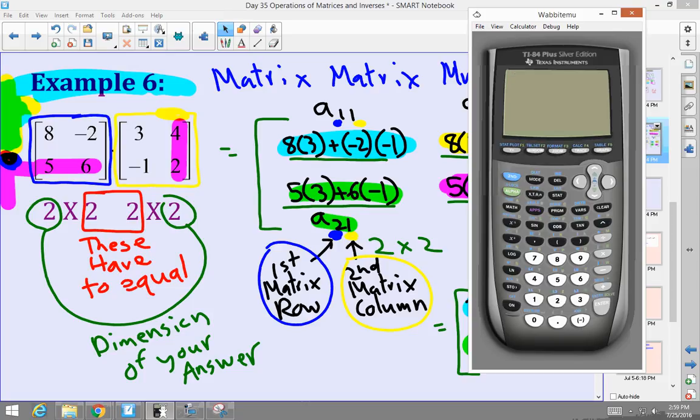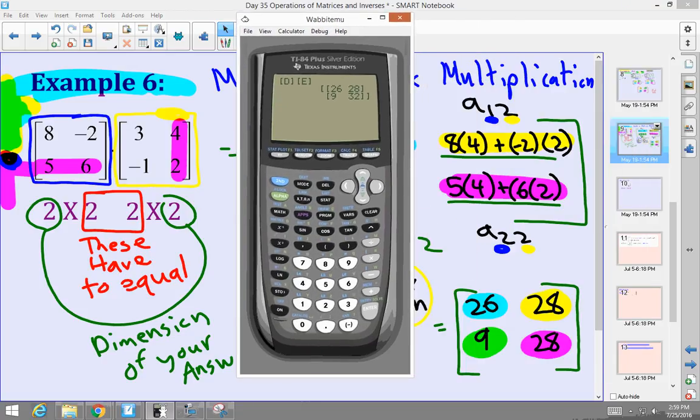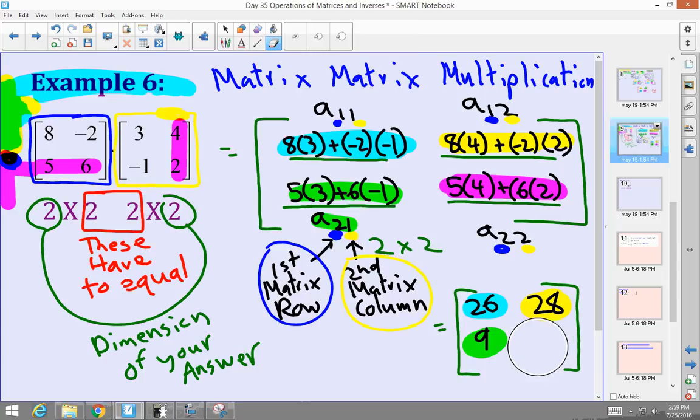Okay. Now, when you do the multiplication, you are picking D, you are picking E, D times E, matrix times matrix, and it gets you, hopefully, what I had, 26, 28, 9, and 32, which is good to see, as you might be going, what did I do wrong? There's a lot of math. There's a lot of adding, subtracting, distributing. So I need to look at my purple guy, and I did this on purpose to check my work. 5 times 4 is 20. 6 times 2 is 12. 20 plus 12 is not 28, it's 32. So I need that to be 32.